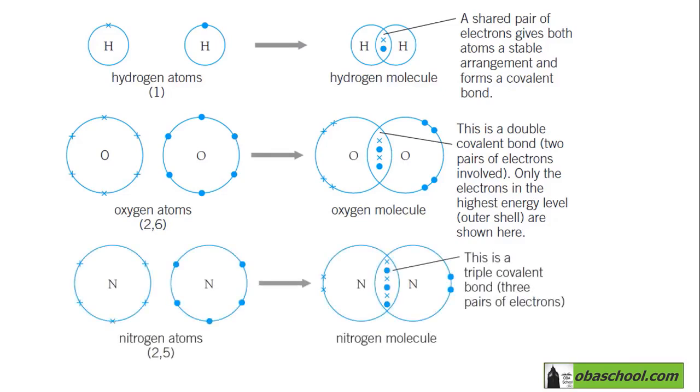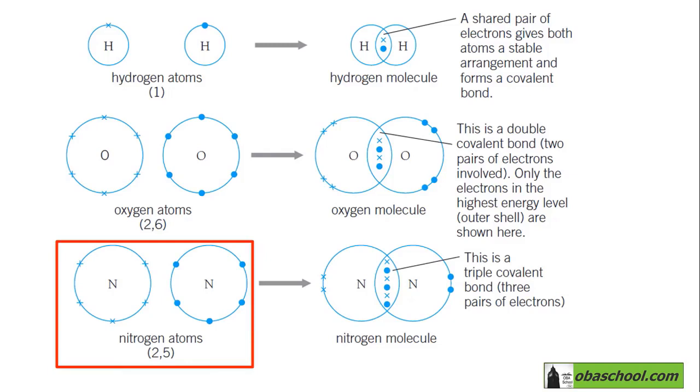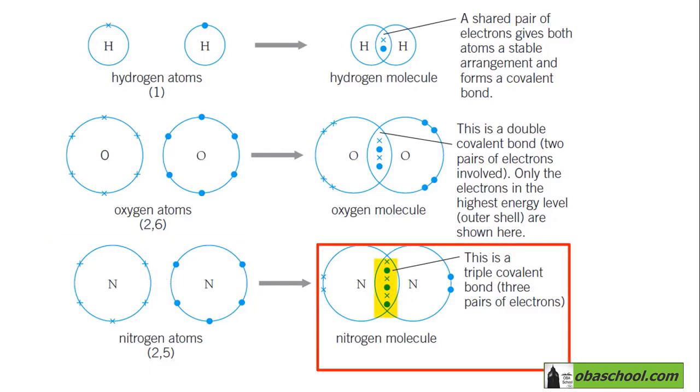And another example: if you have 2 nitrogen atoms, nitrogen has 5 electrons in its outermost shell, so it needs 3 more electrons in order to become stable. So what happens here is the 2 nitrogen atoms share 3 pairs of electrons in order to become stable. And these 3 pairs of electrons represent 3 covalent bonds, which we call a triple covalent bond, as you can observe here.